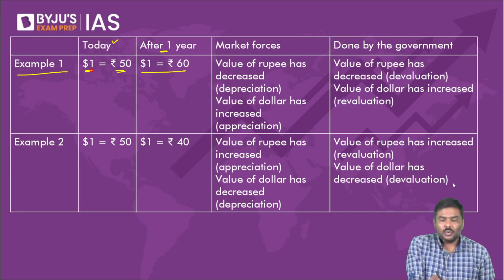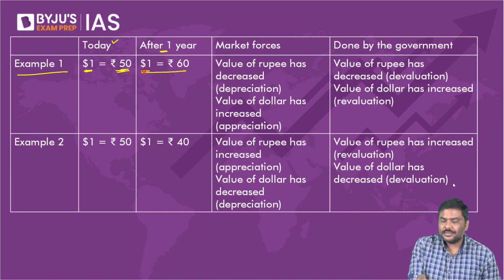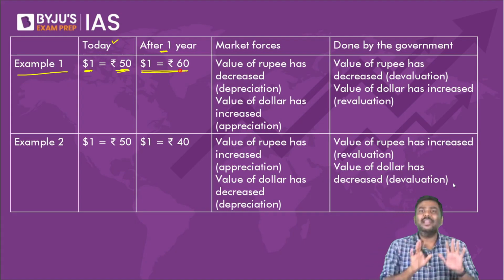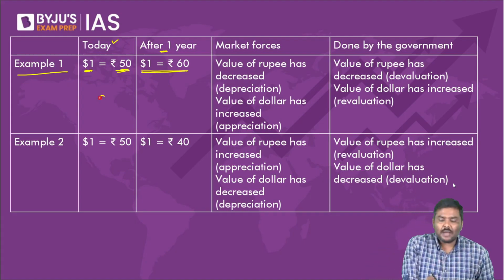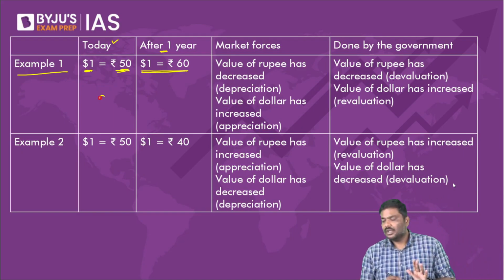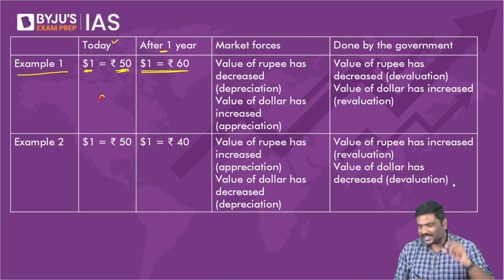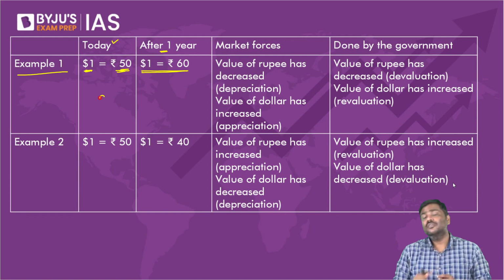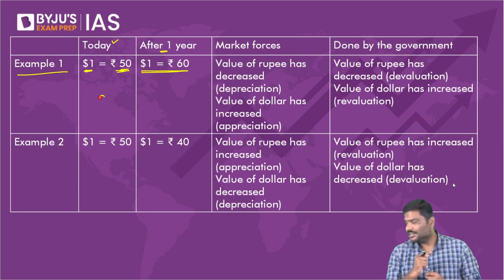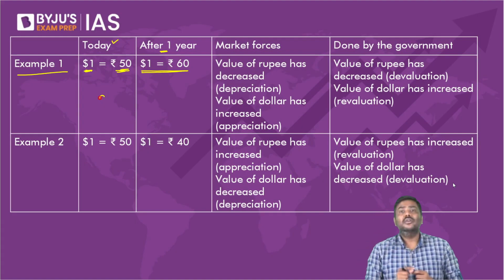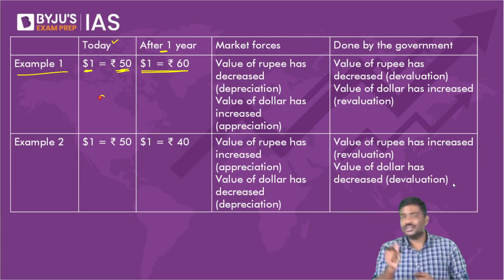Example 1. Please look at example 1 now. Imagine $1 is equal to 50 rupees and after 1 year it will become $1 is equal to 60. So please tell me in example 1, what has happened to value of dollar? Simple question. Imagine that this is example 1. What has happened to value of dollar? Can I say value of dollar has increased? Anybody is finding it difficult? Please do let me know right now. Value of dollar has increased.